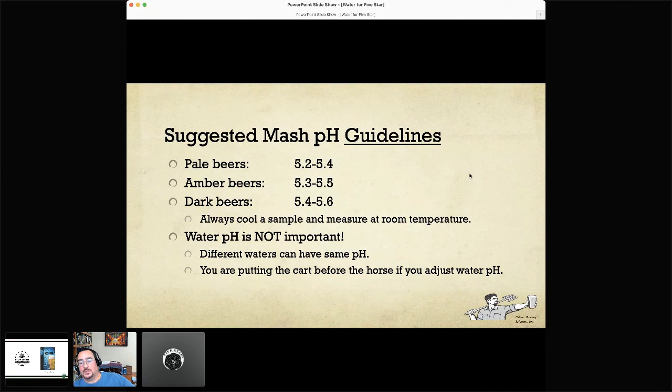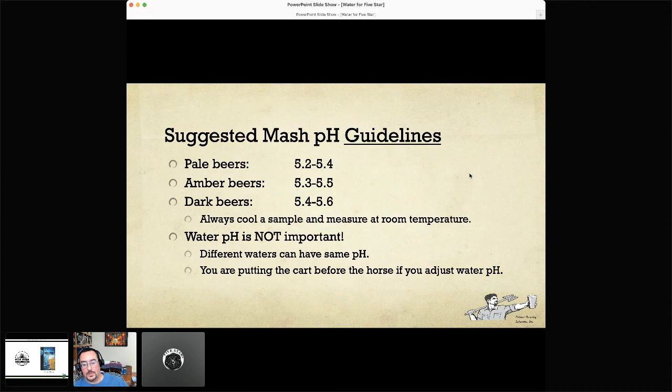Amber beers with some amount of specialty malts helping keep that mash pH down. You're looking for somewhere 5.3 to 5.5, achieving a little higher pH than the pale beers, but helping to keep that malt character open. For your dark beers, we go a little higher, 5.4 to 5.6, trying to open up that malt character a little bit more, allowing you to taste the different specialty malts, but still maintain no astringency and good conversion.